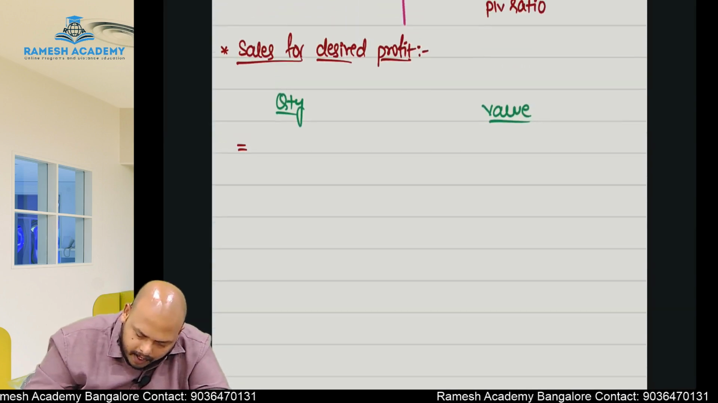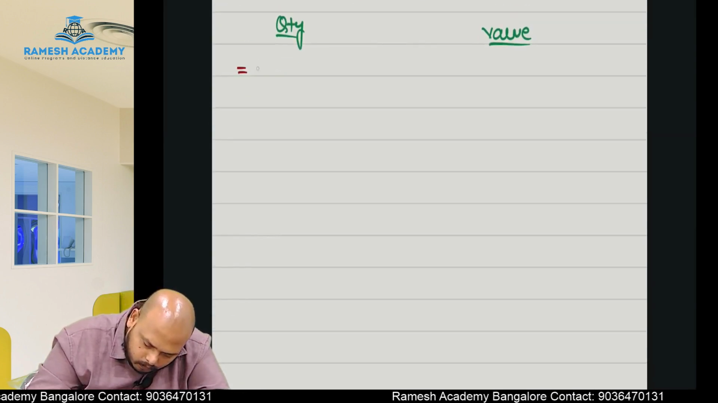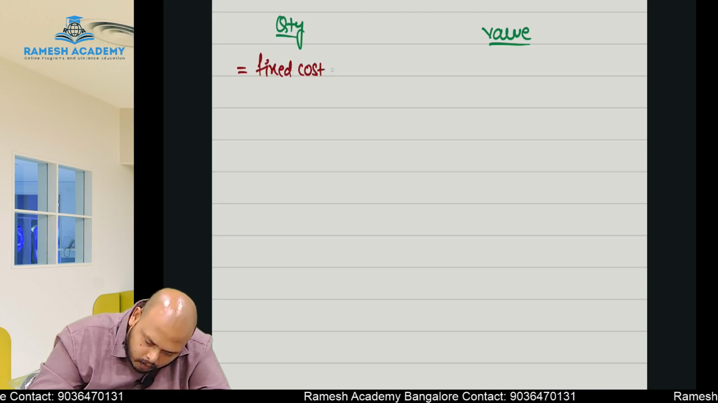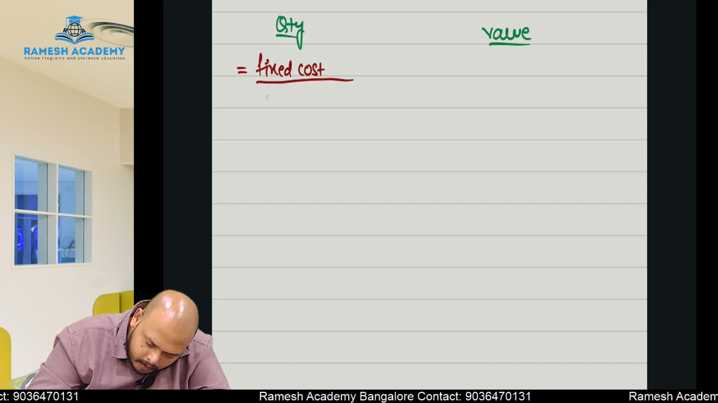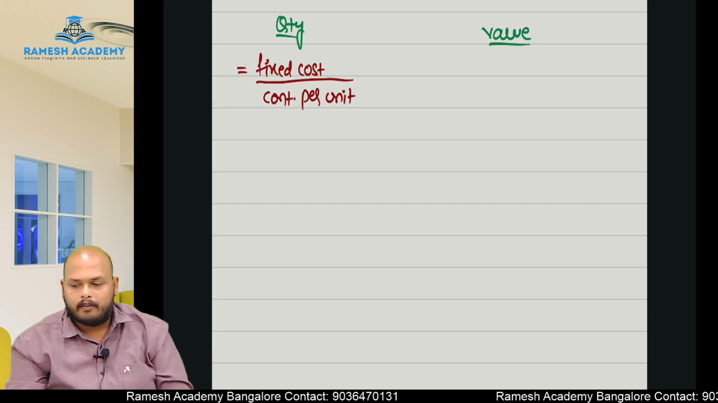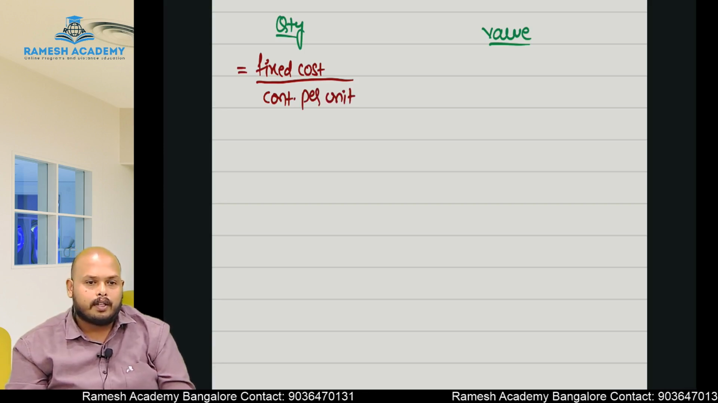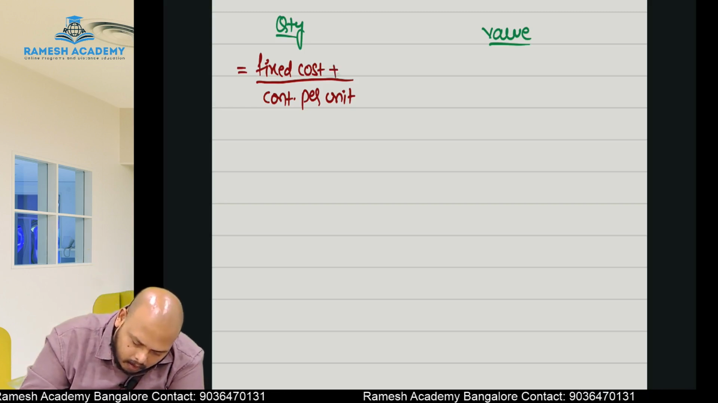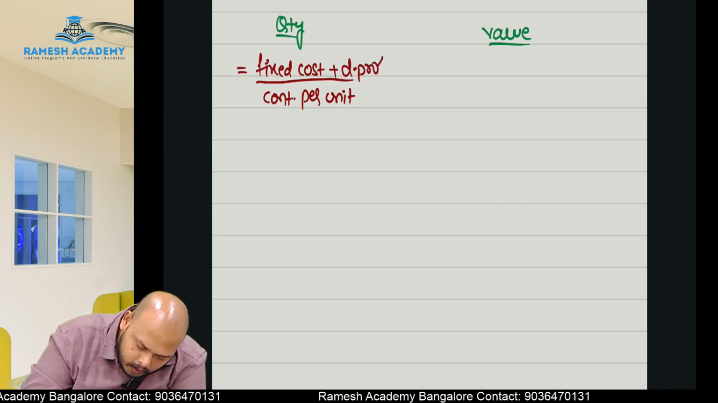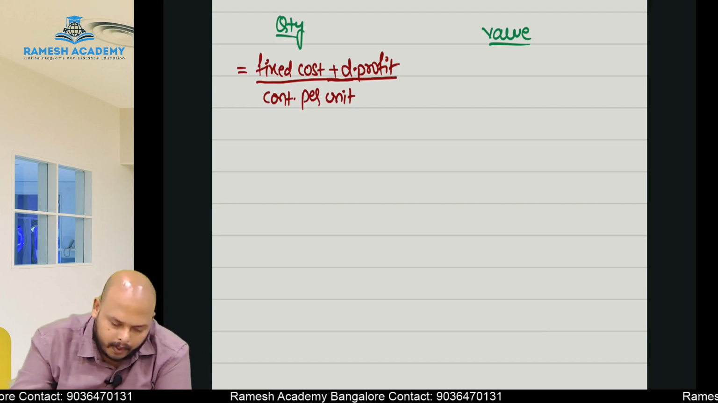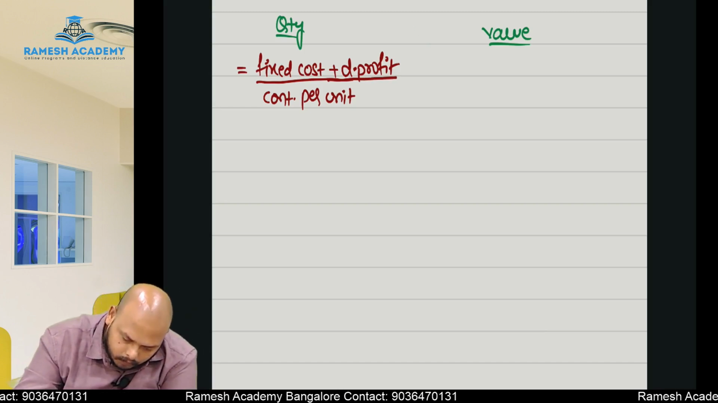Fixed cost divided by contribution per unit, right? So this is the formula for quantity. Fixed cost divided by contribution per unit. For this, we need to add one extra component. What is that component? Desired profit. This is the extra component we have to add. That's all. Okay? Next.